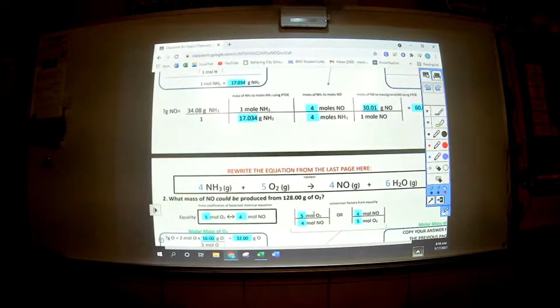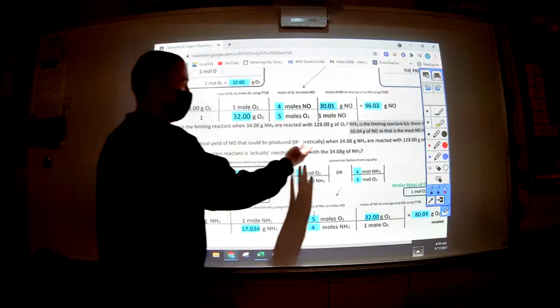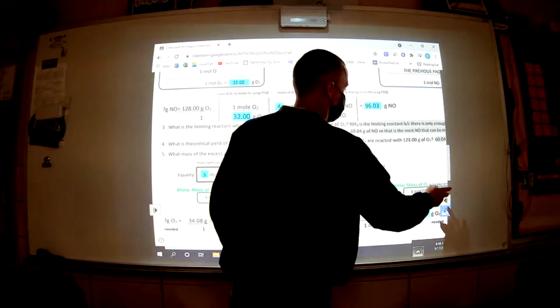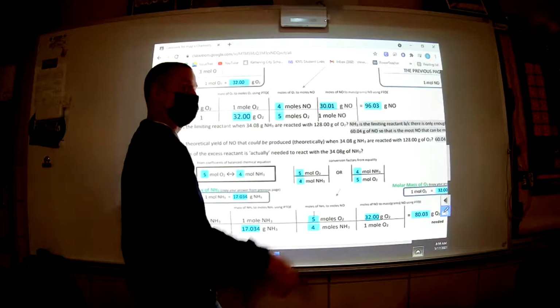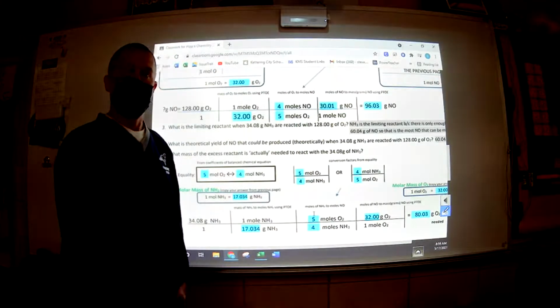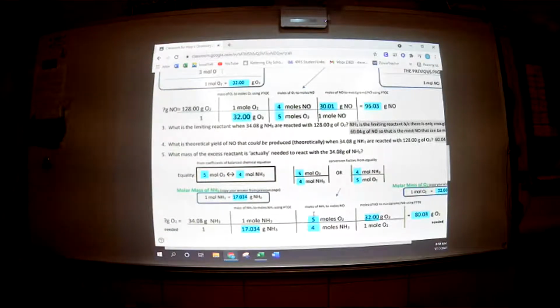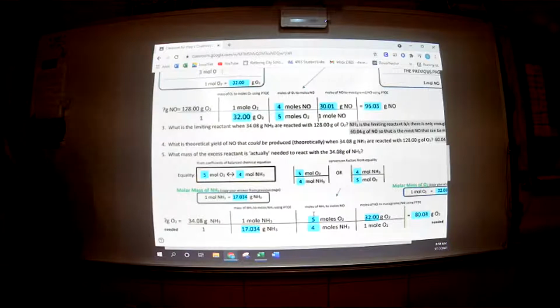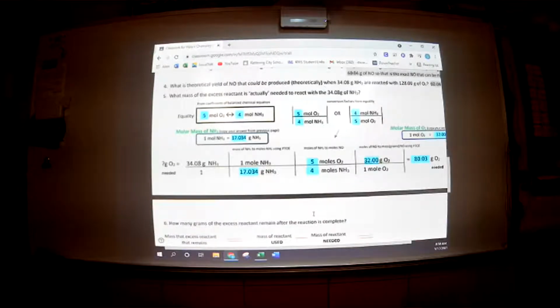So where did they get how much could we theoretically produce? Only 60. We couldn't produce 96. Why? I don't have enough ammonia to produce 96. Ammonia is NH3. So that's what they mean by limiting reactant. Limiting reactant is the one that makes the smallest amount of product, and that's what you're going to make, the smallest amount of product. Did that answer your question? Yeah.